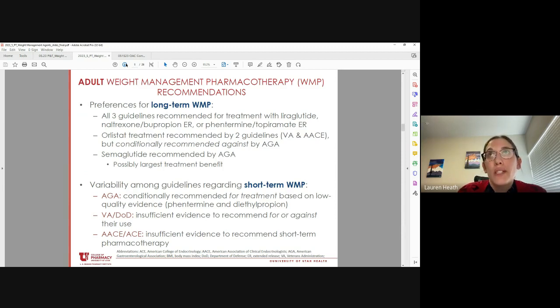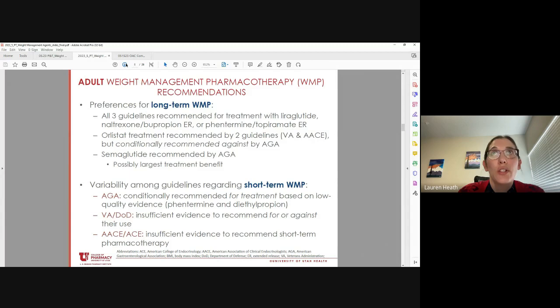Regarding adult guideline preferences for particular long-term use agents, all 3 guidelines recommend liraglutide, naltrexone bupropion, or phentermine topiramate as treatment options. Orlistat therapy is recommended by 2 guidelines, but conditionally recommended against by the AGA due to having the lowest magnitude of benefit, which may not outweigh adverse events for some patients. Semaglutide is only addressed by the AGA since other guidelines predated semaglutide's approval. The AGA performed a meta-analysis of the efficacy of treatment options and concluded that semaglutide may be the most effective based on indirect comparisons. Guidelines address short-term use weight management options differently.